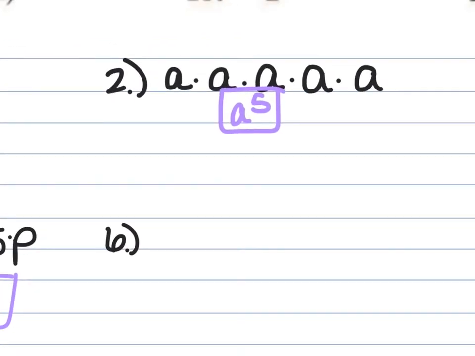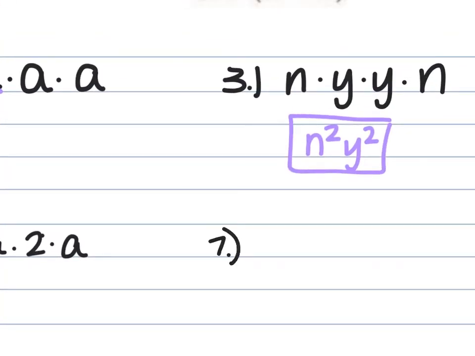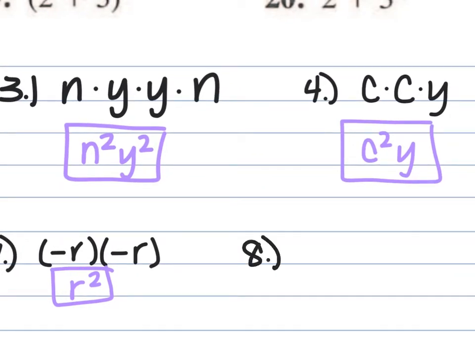For 6, we have a times 3 times a times a times 2 times a. So the 3 times the 2 is 6. And then there's 1, 2, 3, 4 a's, so 6a to the 4th power. For 7, we have negative r times negative r. Negative r times negative r is a positive r squared. Remember, a negative times a negative is a positive. For 8, we have negative r times r. A negative times a positive is a negative, and then r times r is r squared, so negative r squared.